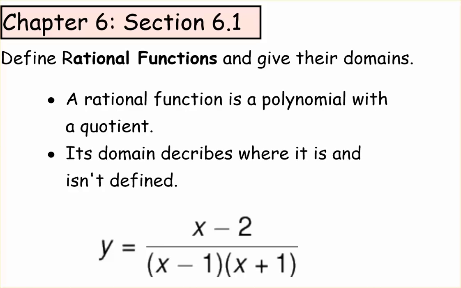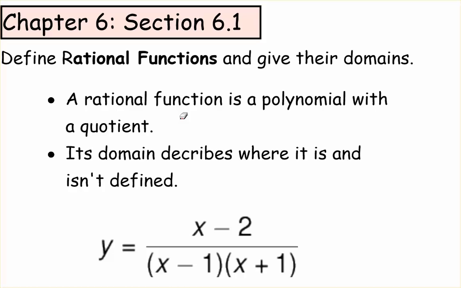We're going to keep it basic and just define what a rational function is, and then show you how to determine their domain and to write their domain in set builder notation and interval notation. So let's get started. A rational function is a polynomial with a quotient.